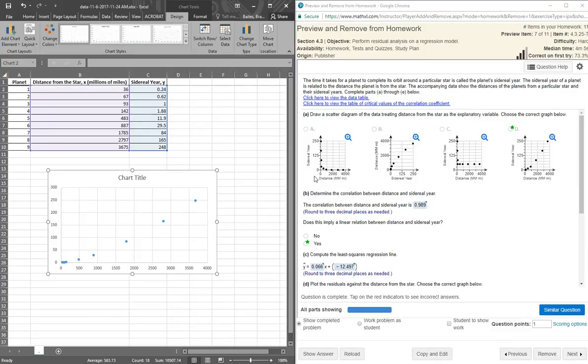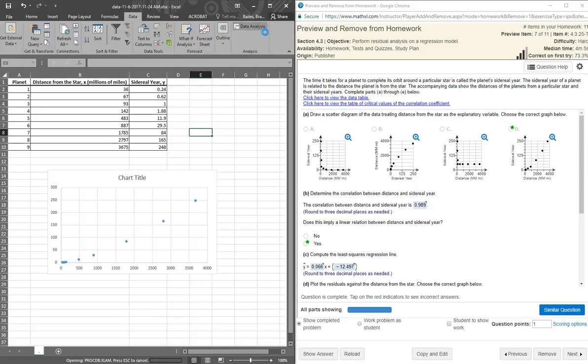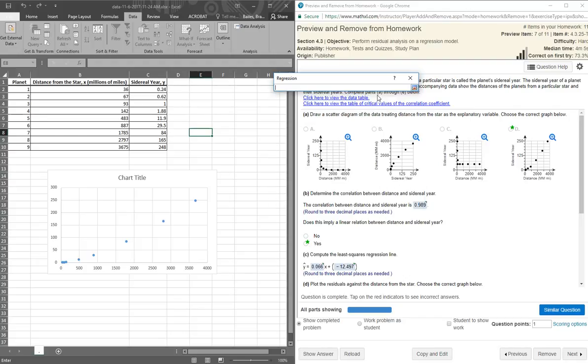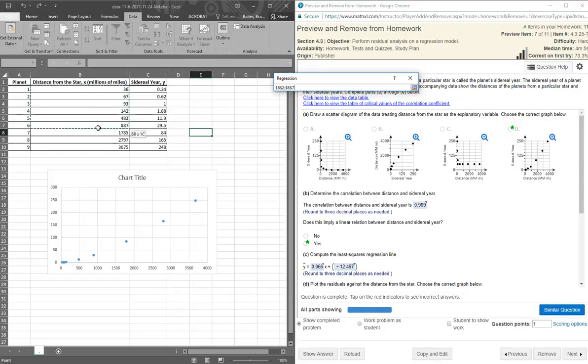Okay, the next thing I need is my residuals, residual plots, and all the information I need to make the line. So for that, I need to go to Data and Data Analysis. This is an add-on that you should have already downloaded during the class. So I'm going to go to Regression, hit OK, input my Y's, and input my X's.